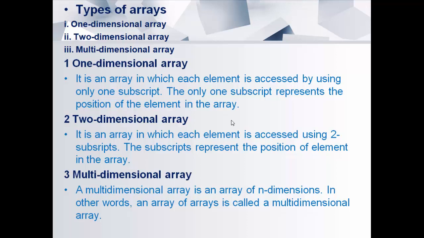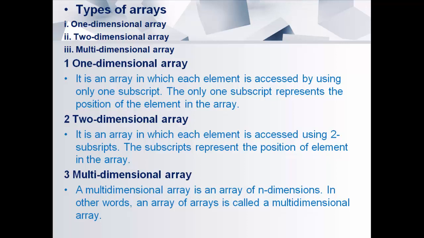So a subscript is nothing but a pair of square brackets. An array which contains only one subscript is called a one dimensional array. The only one subscript represents the position of the element in the array. It takes only one subscript, and it has some array size. Depending upon the array size, the elements will be inserted in the array.